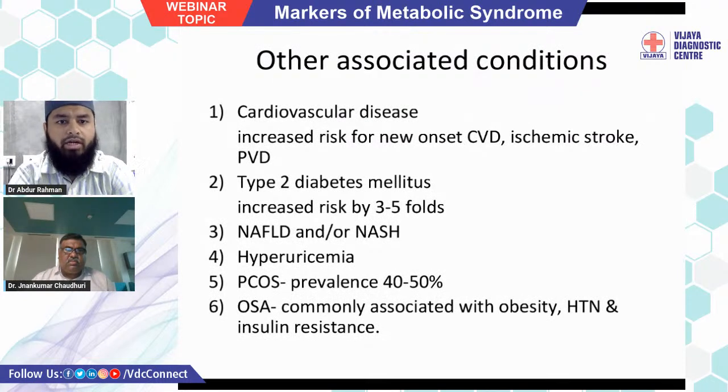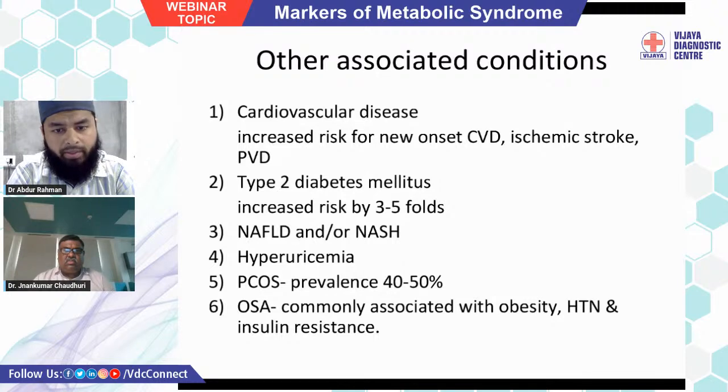Other associated conditions would be cardiovascular disorders, with increased risk for new CVDs, ischemic strokes or PVD. Then type 2 diabetes mellitus, with risk increased by 3 to 5 folds. Non-alcoholic fatty liver disease or non-alcoholic steatohepatitis, and hyperuricemia will be there. PCOS prevalence is around 40 to 50%. Especially we see PCOS in obese women, so their prevalence is very high, 40 to 50%.